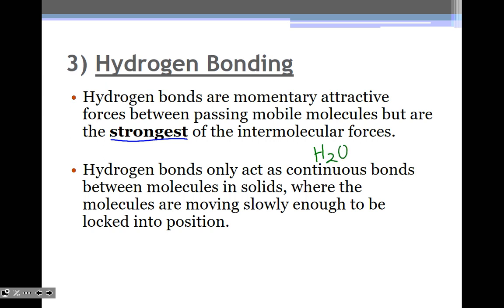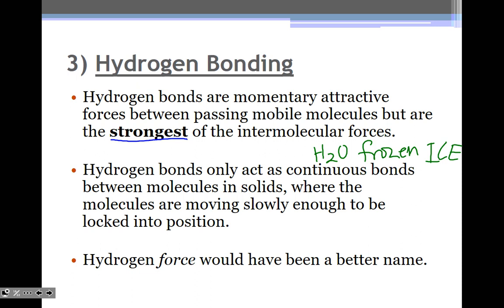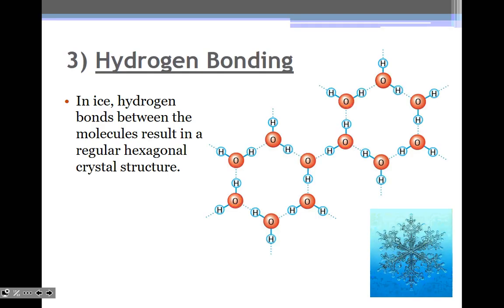It only becomes permanent when it's frozen. So when it's ice, it's the hydrogen bonds that make ice a solid, because, remember, as you lower the temperature of things, movement starts to decrease. As the movement decreases because of lower temperatures, those bonds become locked in. Hydrogen force would have been a better name because it's still just a force.